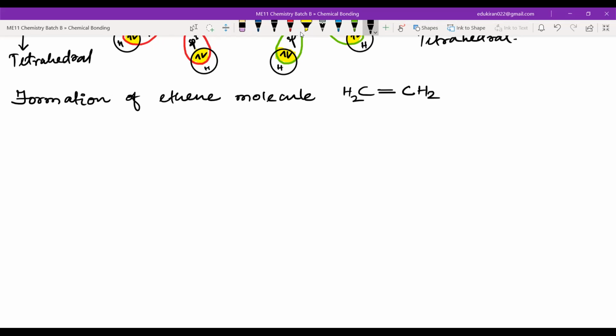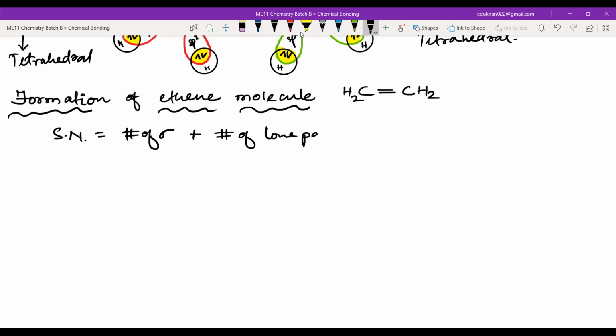Now, the same thing that we did here, we will do here. First of all, we will calculate the steric number here. The steric number is equal to the number of sigma bonds plus the number of lone pairs. So can you please all tell me the steric number? I hope you know how to calculate the number of sigma bonds. We have done this while we were studying the sigma bond and pi bond. In that, we did many examples to determine the number of sigma bonds.